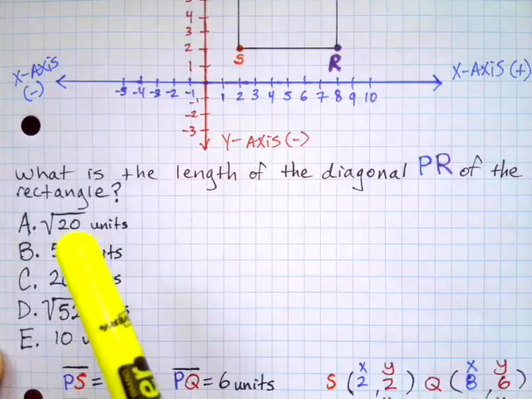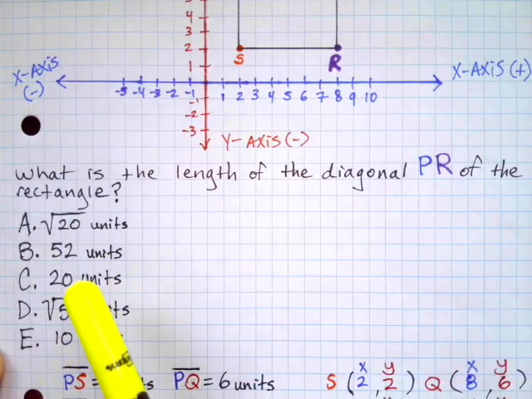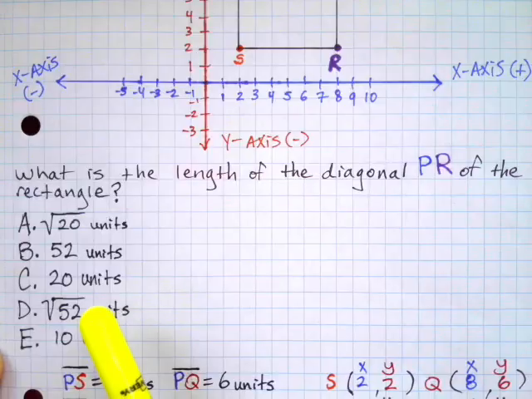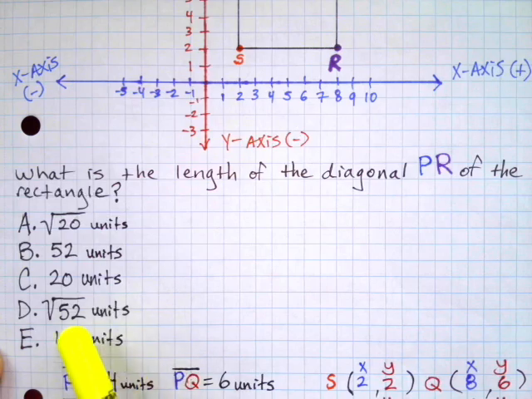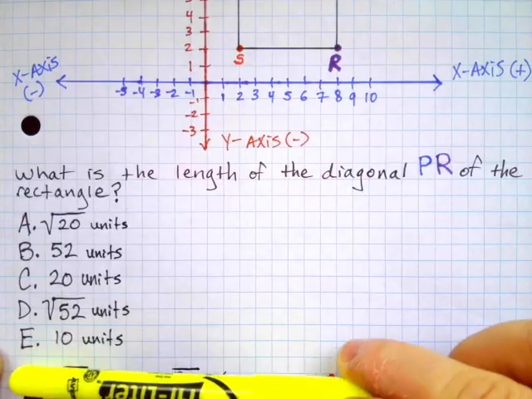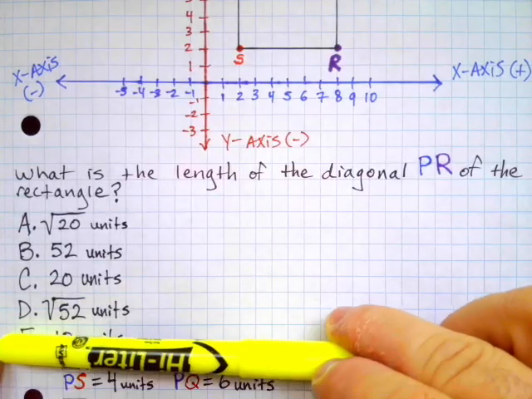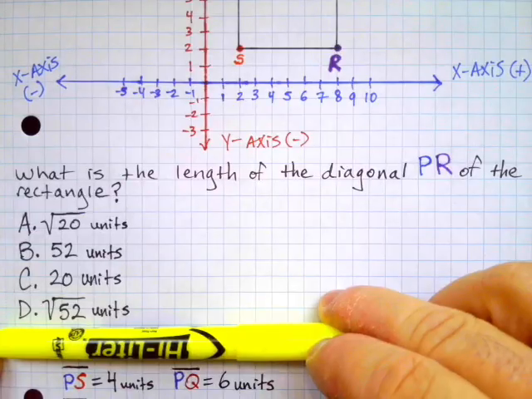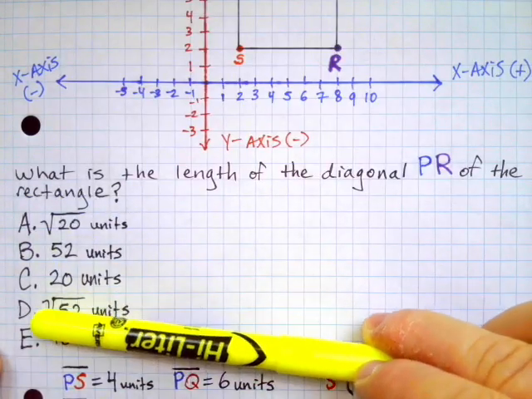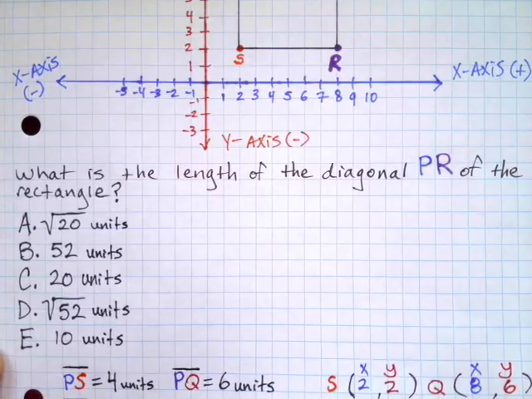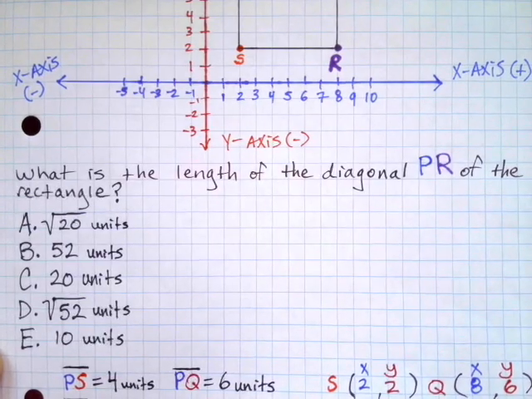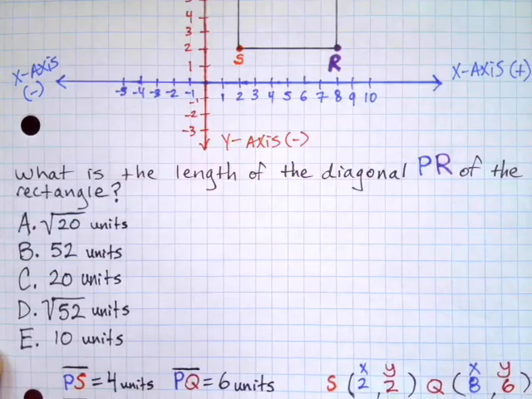is take a look at these options. You got square root of 20 versus 20. You got 52 versus the square root of 52. And then you got what's called an outlier, 10 units. There's no other options involving 10 units. So most likely, and this is a guess, the answer is not going to be E, 10 units. So you can narrow it down to 4 if you have to guess. And there is no crime in guessing with these multiple choice questions, A through E.